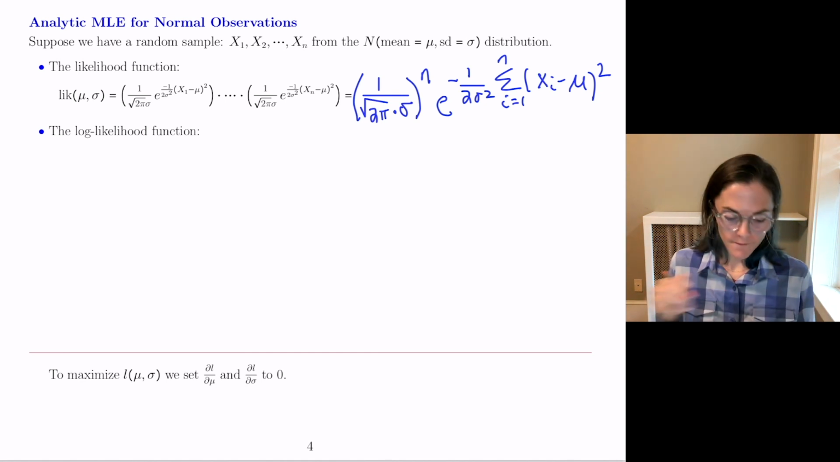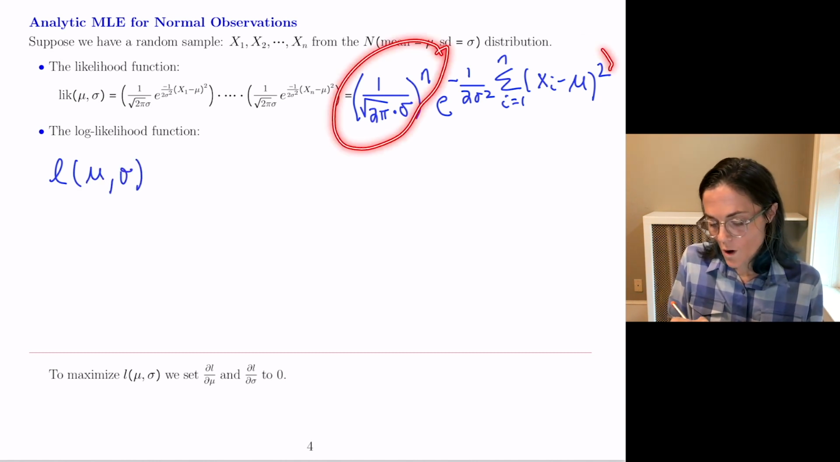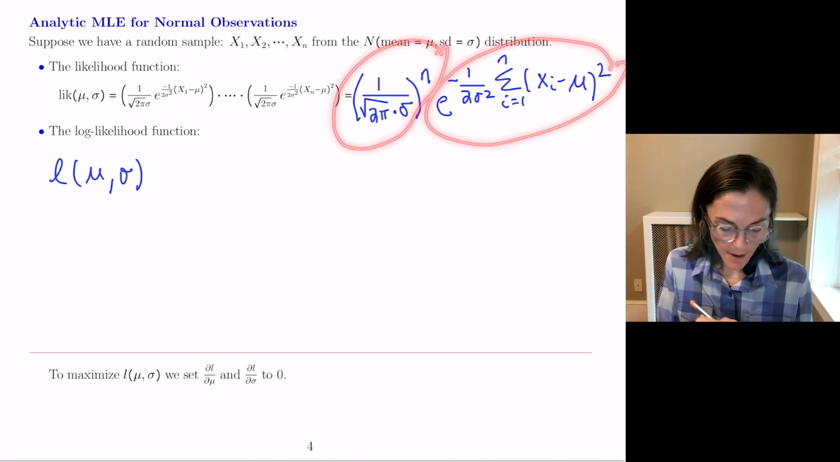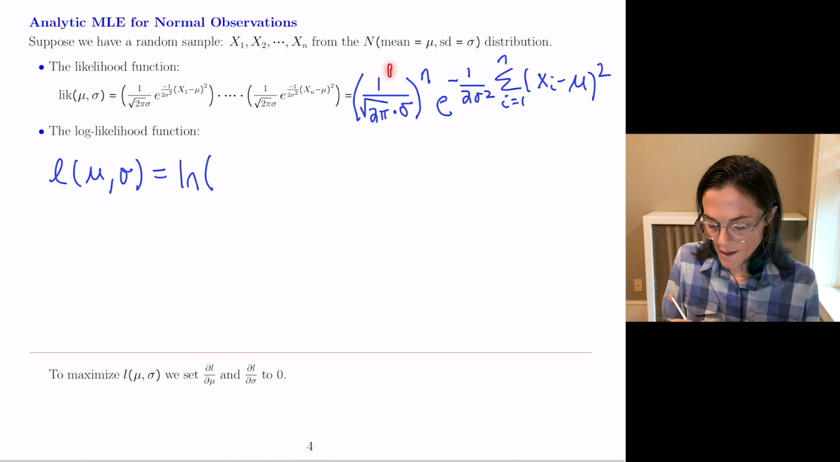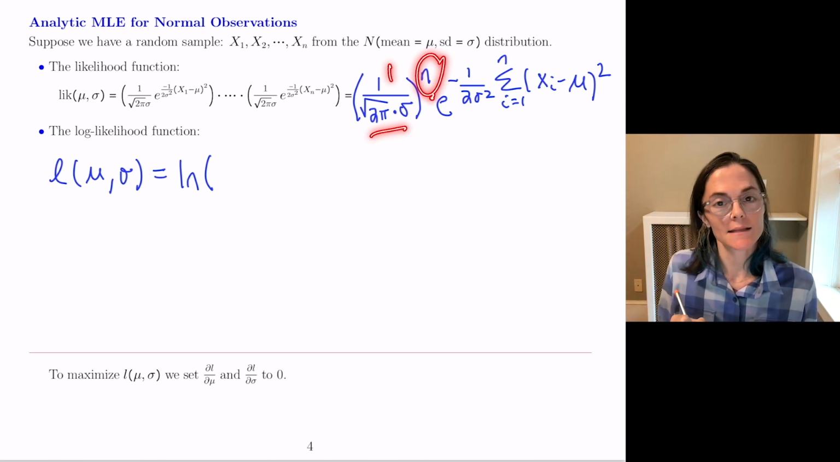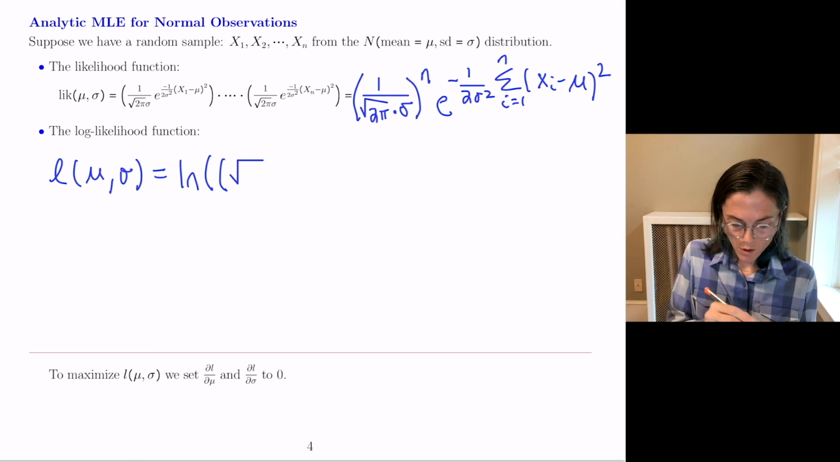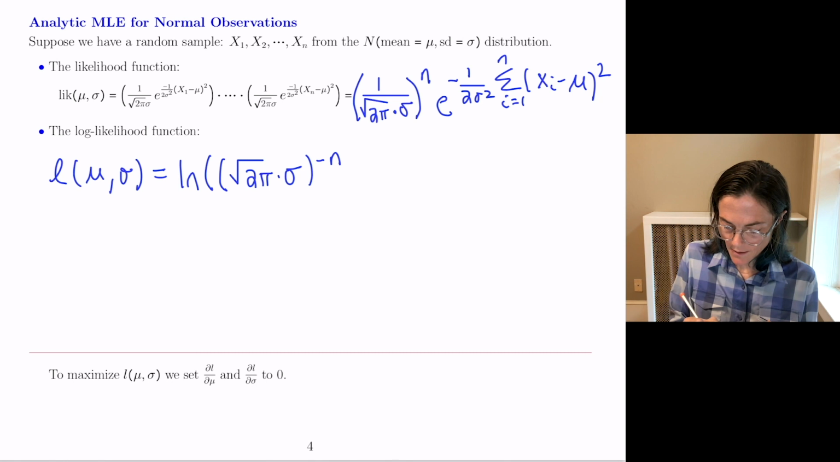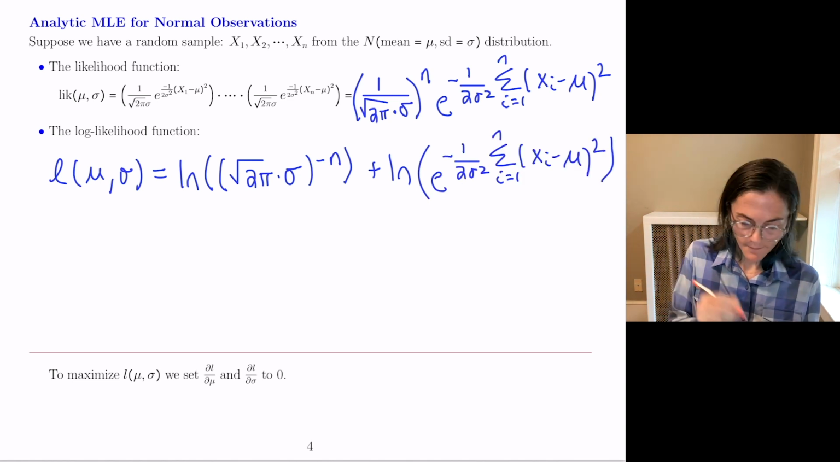For the log likelihood function, maybe I'll take an initial step. Here I have a product of 2 things, and so I can write that as a sum of 2 logs, where for this first one, you notice this 1 over to the n is really square root 2 pi times sigma to the minus n. So we have ln of square root 2 pi times sigma to the minus n. And then we have ln of, well, all of this.